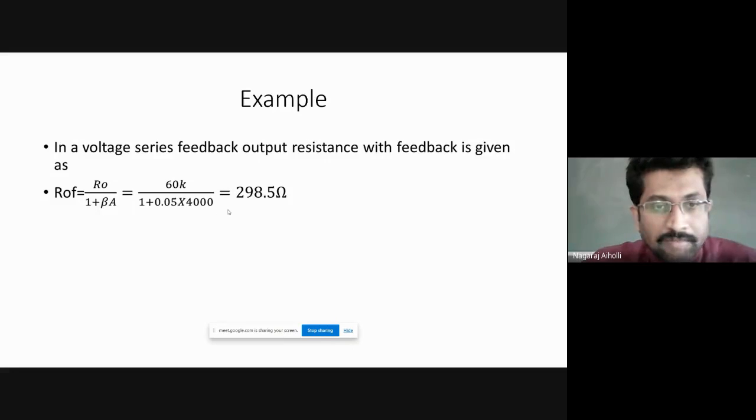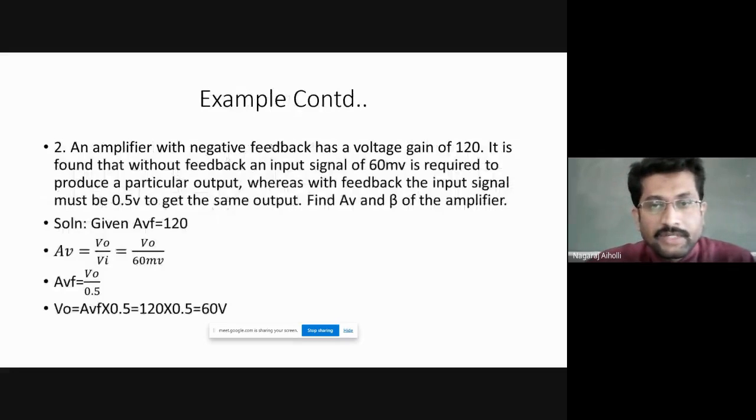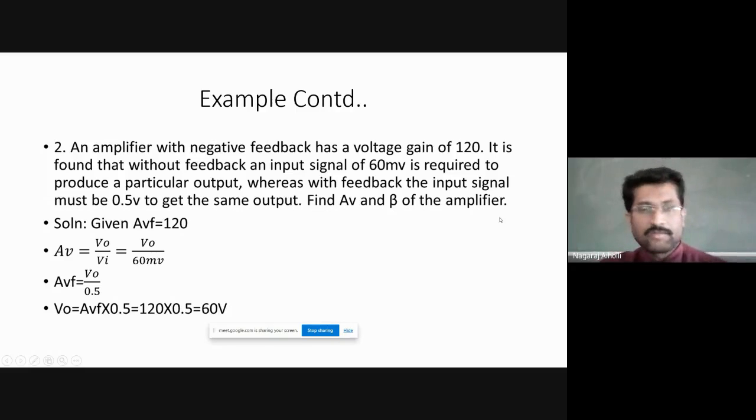Next, take the next example. An amplifier with negative feedback has a voltage gain of 120. It is found that without feedback, an input signal of 60 millivolt is required to produce a particular output, whereas with feedback, the input signal must be 0.5 volt to get the same output. Find AV and beta of the amplifier. Note down this example quickly.